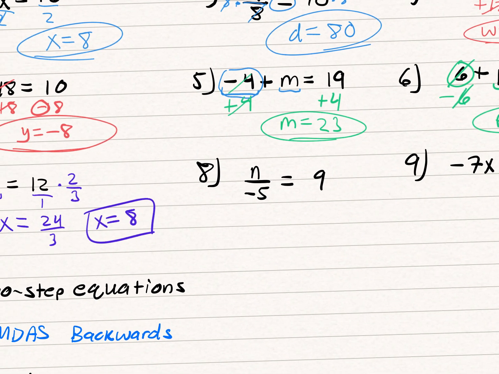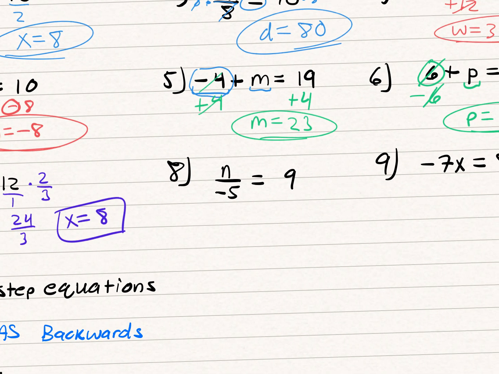All right. And now for number 8, we have n divided by -5 equals 9. And the opposite of dividing by -5 is multiplying by -5. So you want to multiply by -5 on both sides. The -5 and the -5 cancel, and you're just left with your n. And then n equals 9 times -5, which is -45. Don't forget your sign here. Negative times a positive is a negative, always.